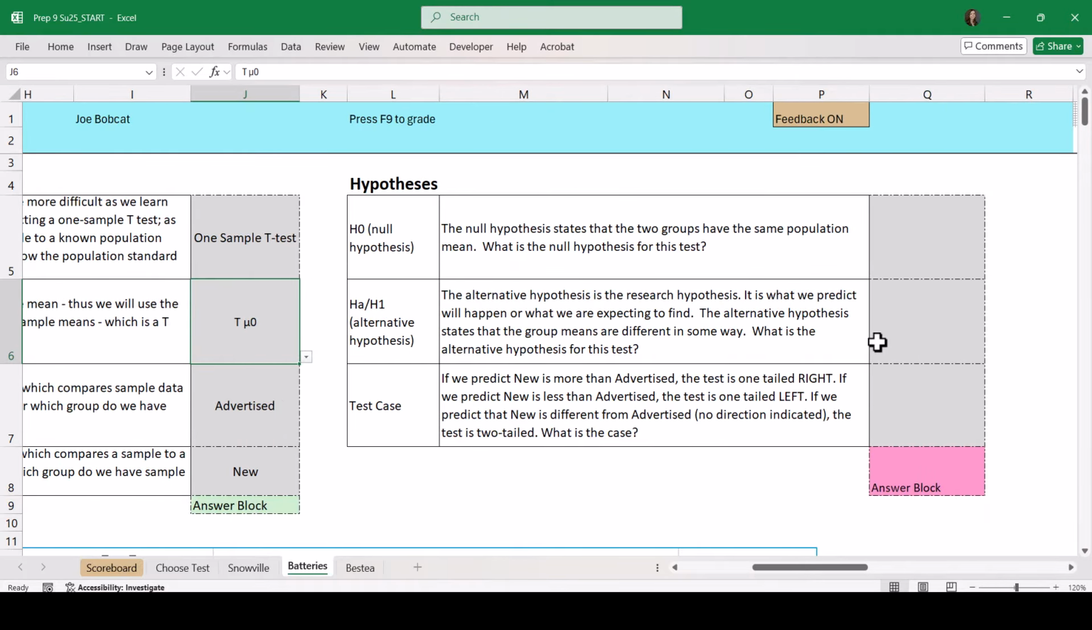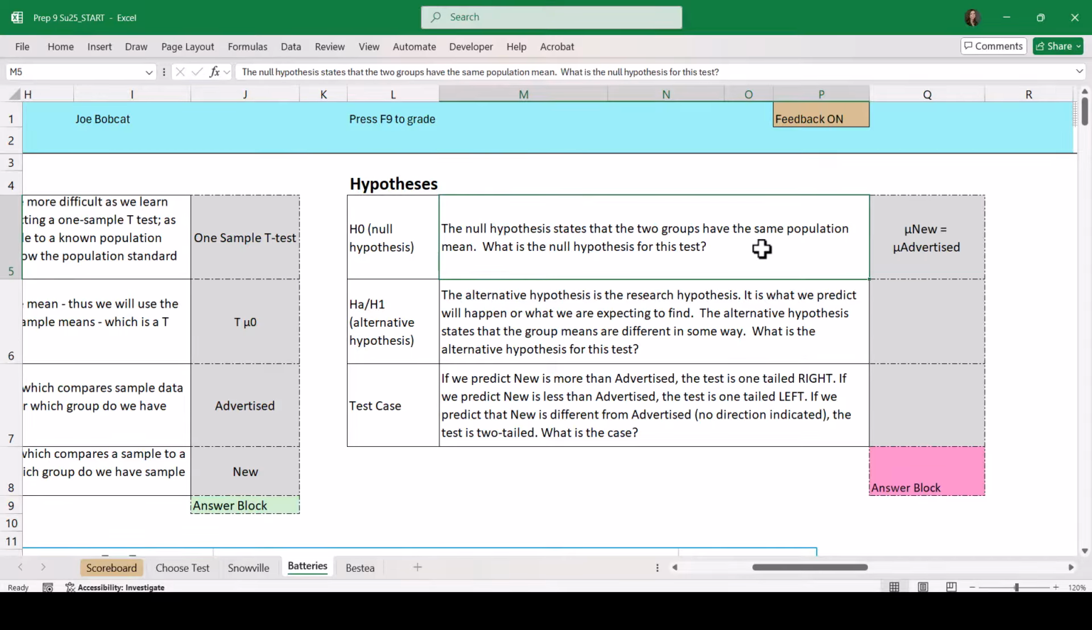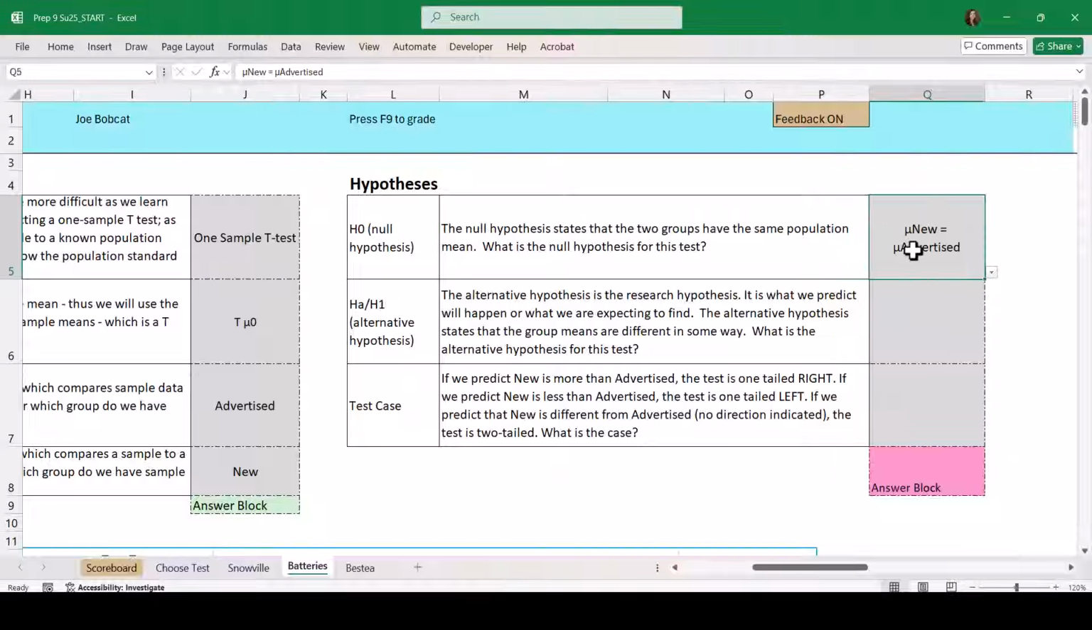Before you begin the calculations, you always want to write out the hypotheses. The null hypothesis is always the same. It's that the two groups have the same population mean. So for this example, it would be the average battery life for the new batteries is the same as the advertised 19 hours.